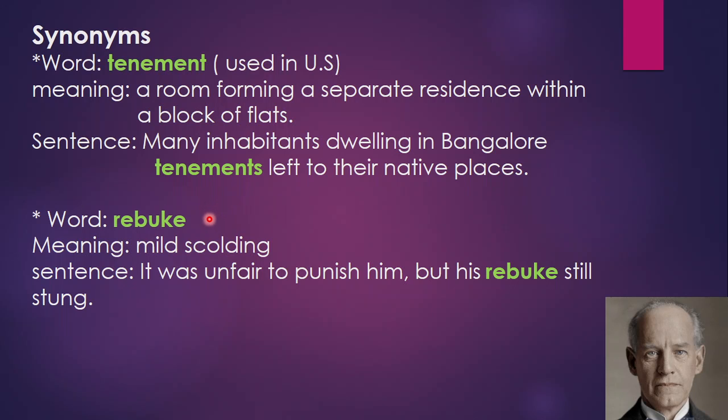The next word, rebuke, which means mild scolding, which is not strong. How do you use it in a sentence? It was unfair to punish him, but his rebuke still stung. It was unfair to punish him because whatever he rebuked, which is not strong, he scolded somebody very mildly, but to give a severe punishment for that action is unfair. This is how you use the words in a sentence.